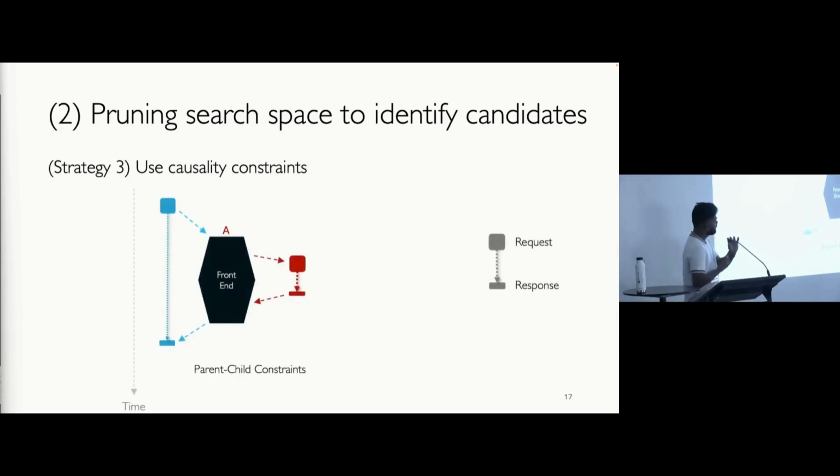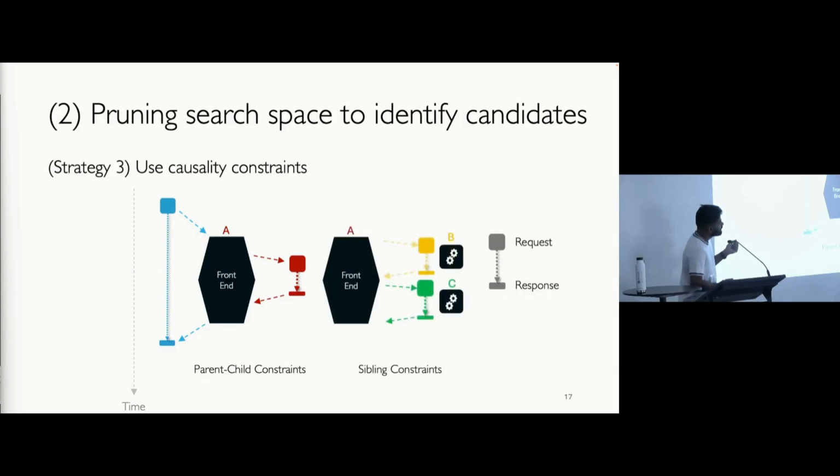One is the parent-child constraint, where the idea is that for an incoming span, which is the blue span here, the request must arrive before the backend request goes out. Similarly, the response for that backend span must come in before the response for the parent span goes out. These are simple parent-child constraints.